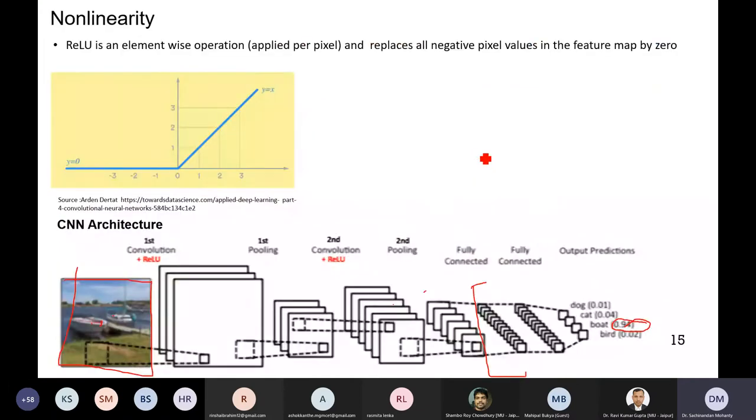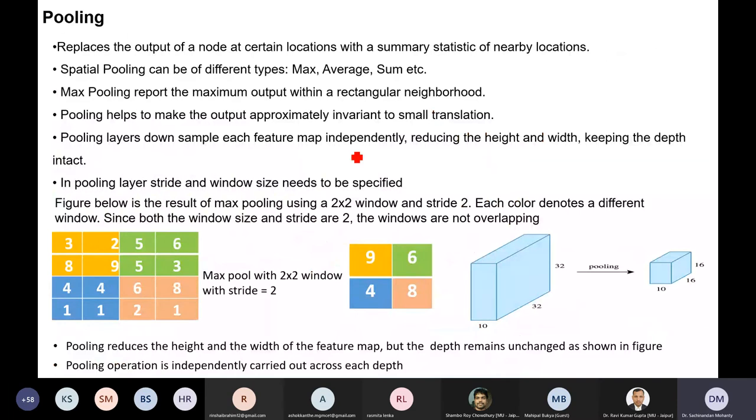To reduce the size of the features, you need pooling. How to do it? Suppose I extract the input data, I get 3, 8 and 2, 9. Whichever is the highest, that is max pooling I'm using, suppose the 9. Similarly, I consider this data, 5, 6 and 5, 3, that is the 6. Then 4, 4, 1, 1, you get the 4. Then 6, 8, 2, 1, maximum is 8.